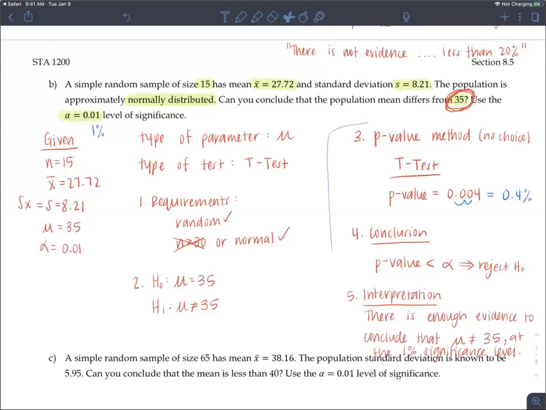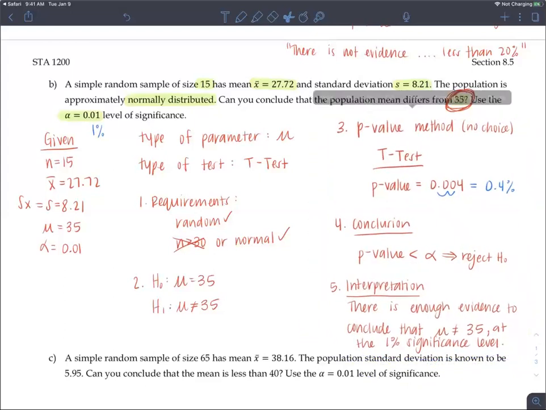So are there any questions about when you should use z-test versus t-test? Because here we used t-test, right? So is everybody okay with this one?